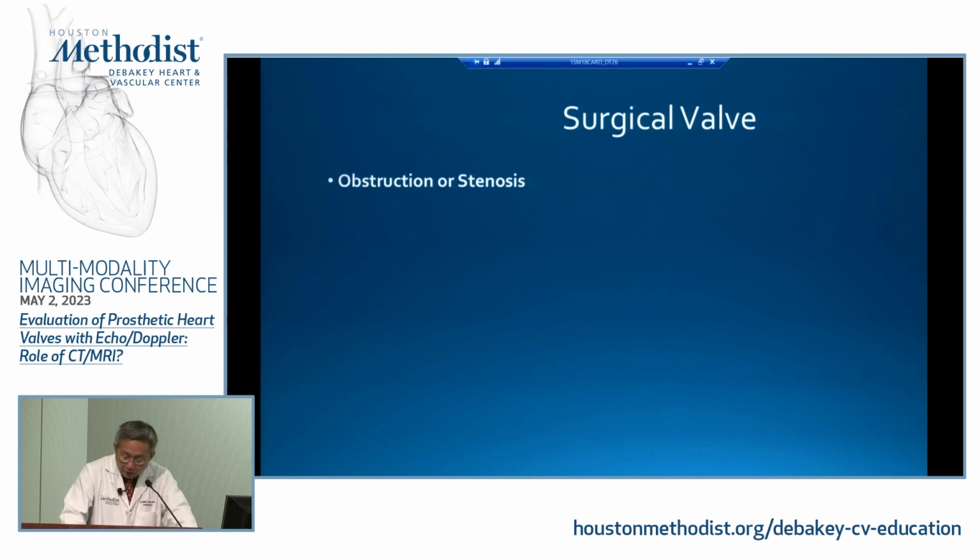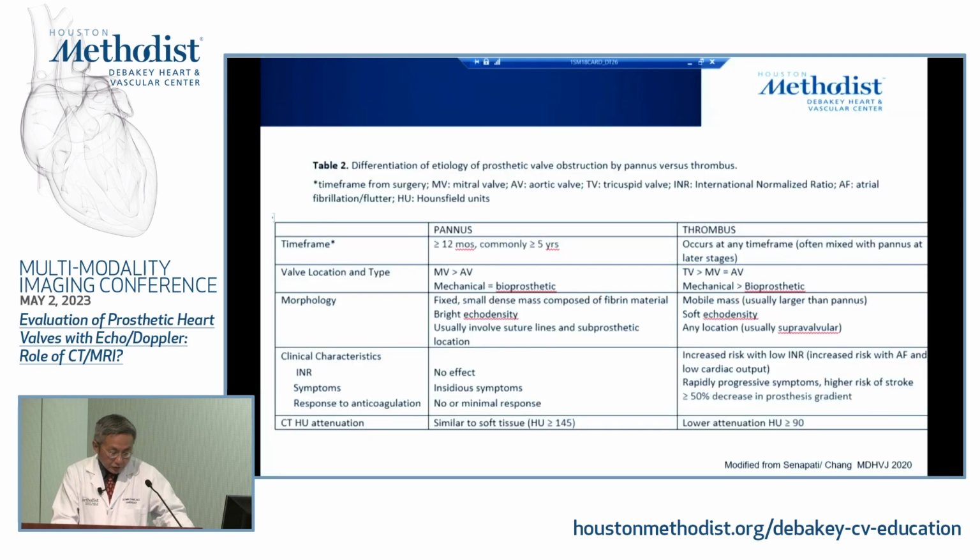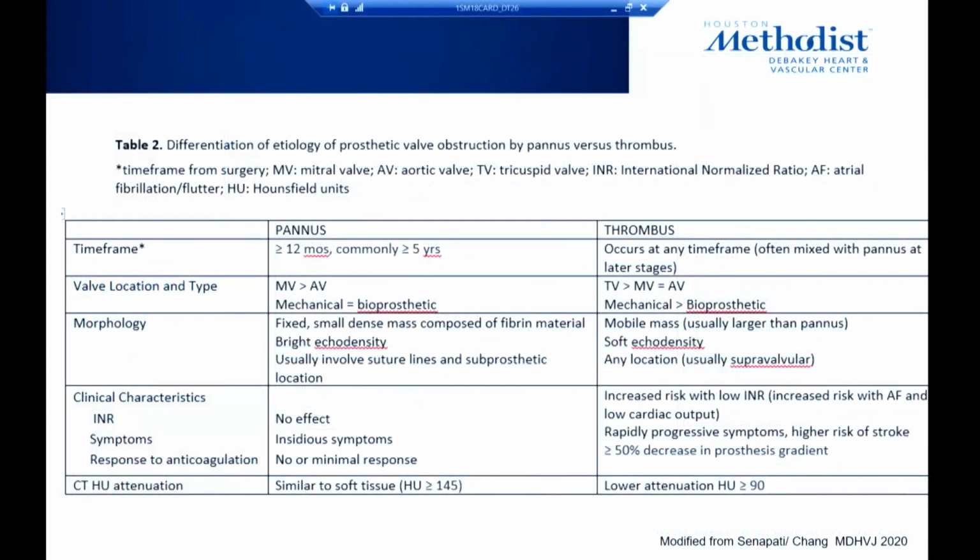We'll always start with a surgical valve, because that's still a lot of patients out there. The first and most common is obstruction or stenosis. The two most common causes of obstruction, besides valve degeneration, are pannus and thrombus. Pannus is usually a more long-term problem and complication, and clot could happen anytime. Most commonly, pannus is on the underside of the valve, and clot usually is in the supravalvular position, okay?